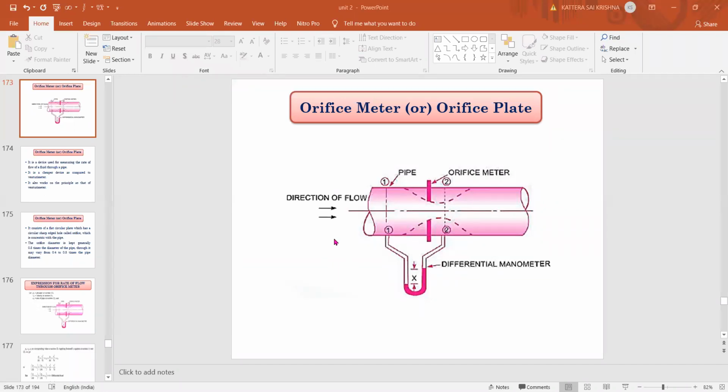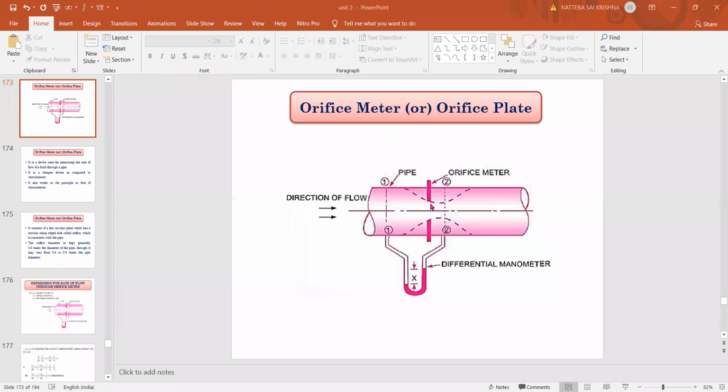An orifice meter is a device used for measuring the rate of flow. We are going to find the discharge in different pipes where different fluids will be flowing. What is the main difference between the venturi meter, which you have completed, and the orifice meter? The construction of this orifice meter is very simple.